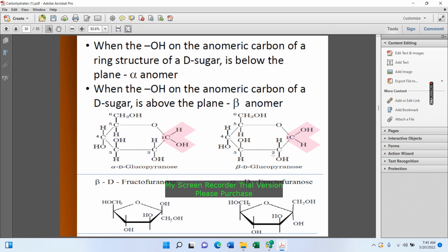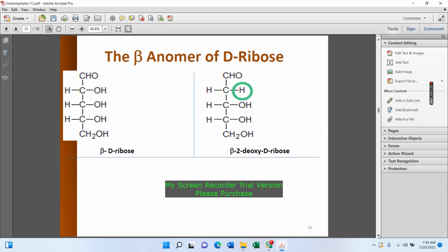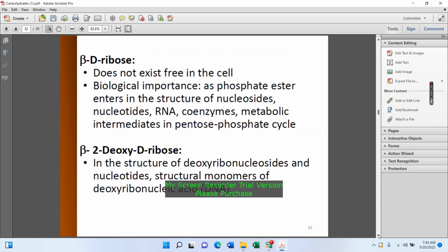This is beta D-glucopyranose. Let's check this: what does the beta anomer of D-ribose mean? Beta D-ribose, beta 2-deoxyribose. Beta D-ribose does not exist free in the cell.